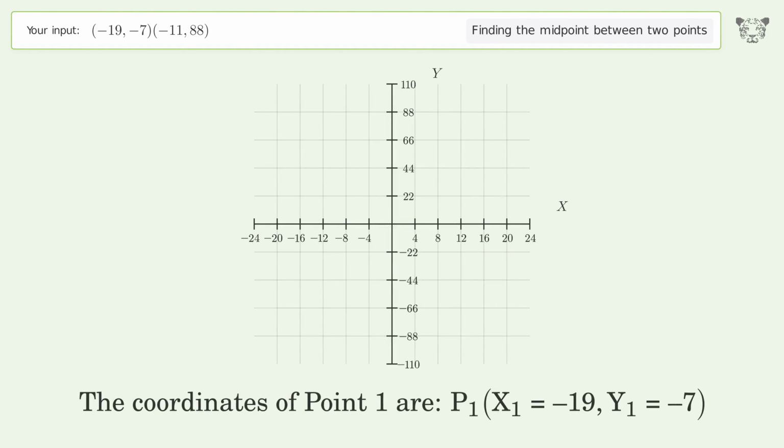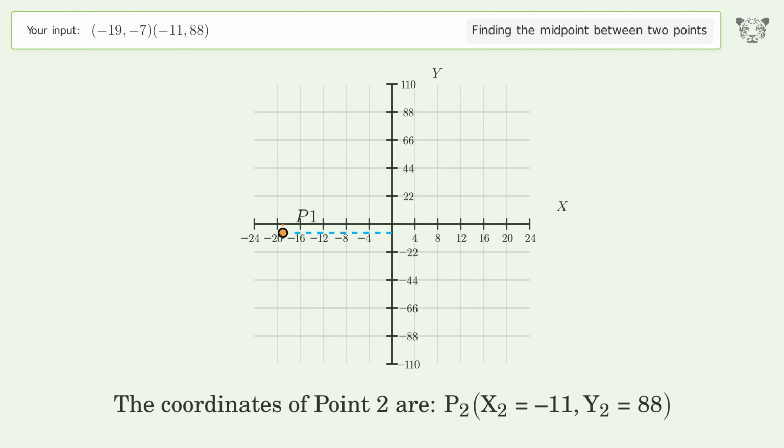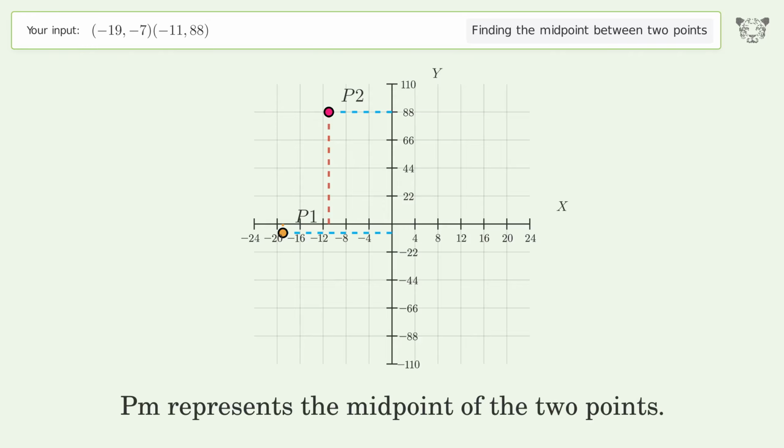The coordinates of point 1 are x1 equals -19, y1 equals -7. The coordinates of point 2 are x2 equals -11, y2 equals 88. PM represents the midpoint of the 2 points.